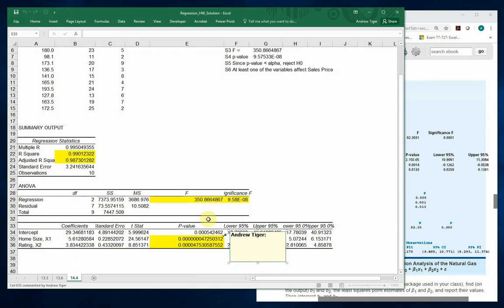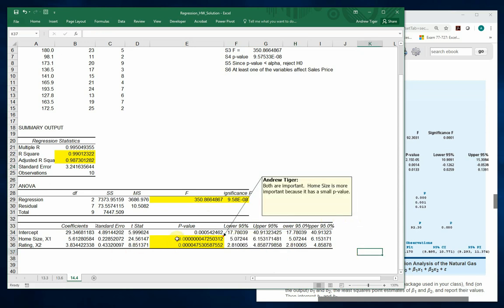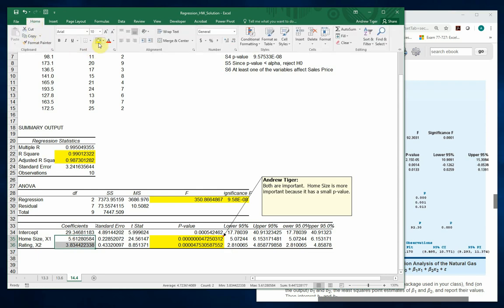So both are important. Home size is more important because it has a smaller p-value. If the p-value is bigger than 0.05, generally it's not that important. So if these were bigger than 0.05, we would say they're not important. But because they're both less than 0.05, we can say both are important, and this one, the smaller, is more important. So you don't look at these to determine which one is important. You look at these.